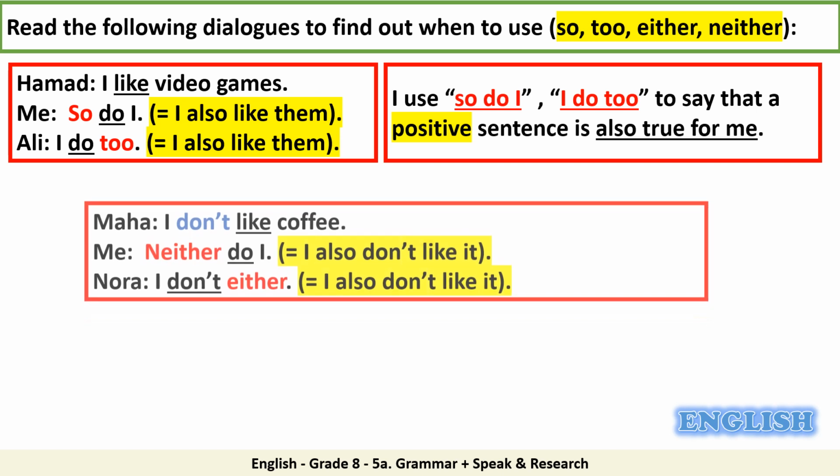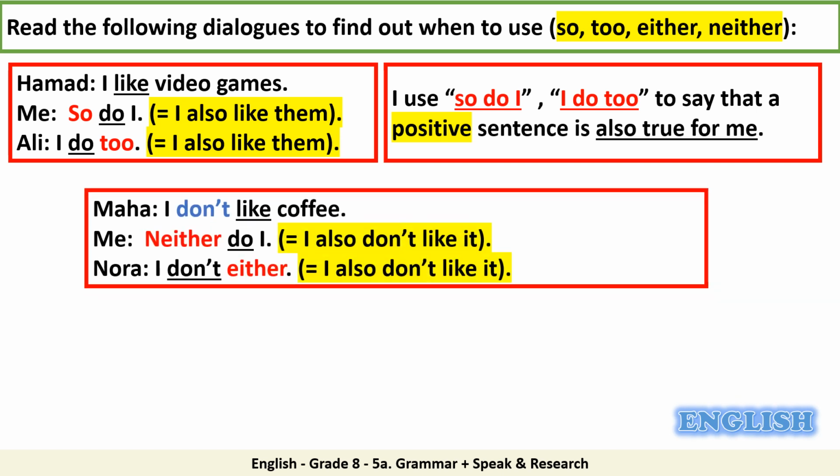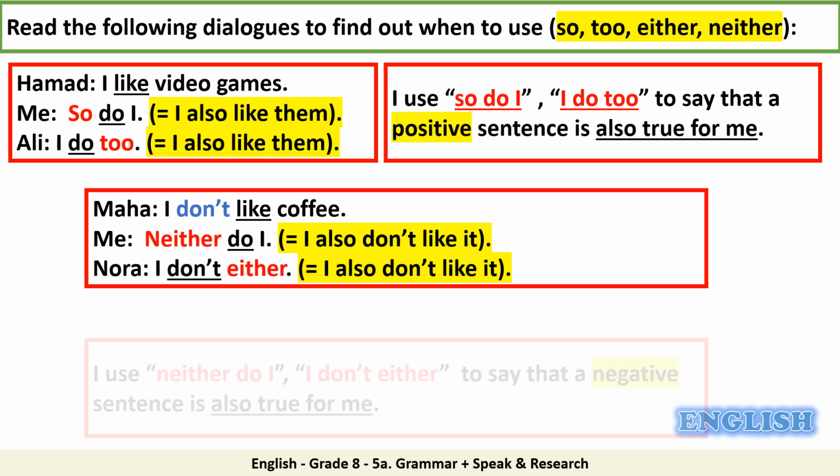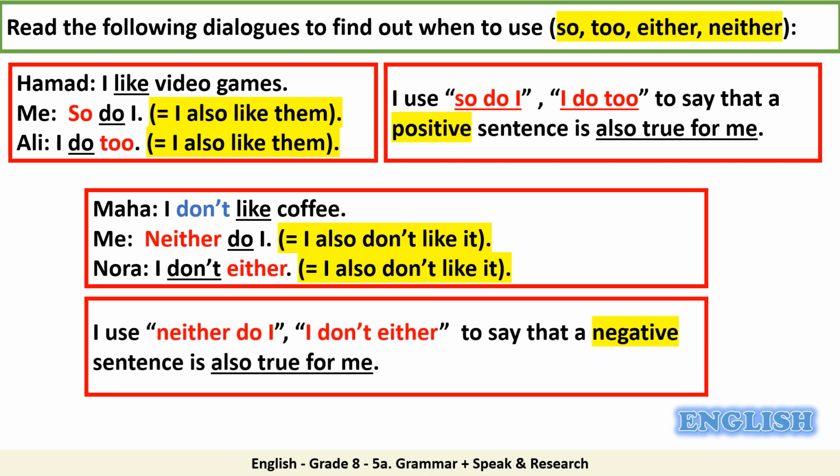Okay. Let's read the second dialogue now. Maha says, I don't like coffee. Me, neither do I, which means I also don't like it. Nura says, I don't either, which means I also don't like it. Good. Now, it means that I use neither do I or I don't either to say that a negative sentence is also true for me.